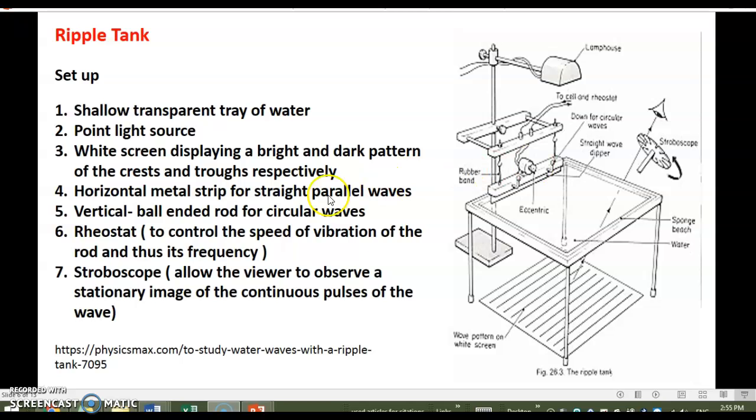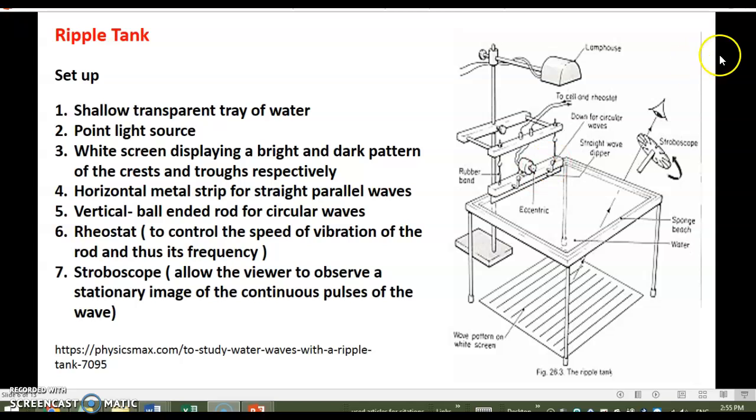And we have the rheostat, which is a very important part of the electric circuit of this apparatus. It is used to control the speed of vibration of the rod and thus its frequency. So this strip vibrates up and down. It could be vibrating at a frequency of 3 hertz, 4 hertz, 5 hertz, 6 hertz. This all could be adjusted. Okay, and what really controls it is the rheostat of the electric circuit.